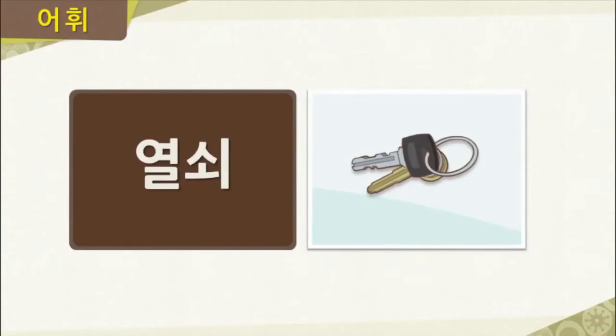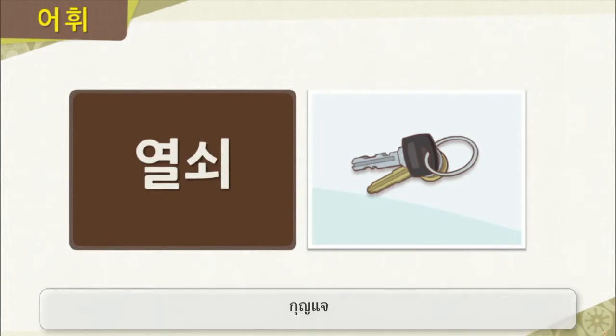Now let's take a look at the vocabulary for this section. Our first word here is 열쇠. Please read along and repeat after me. 열쇠. If you take a look at the picture here, what do we have? We have some keys, or in Korean we would say 열쇠. Please repeat after me one more time. 열쇠.